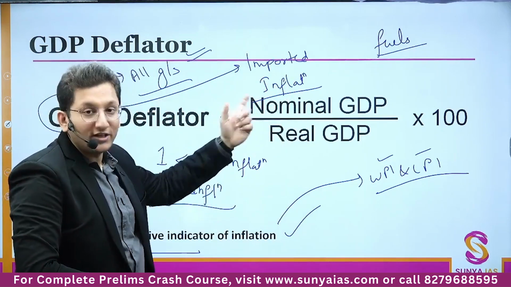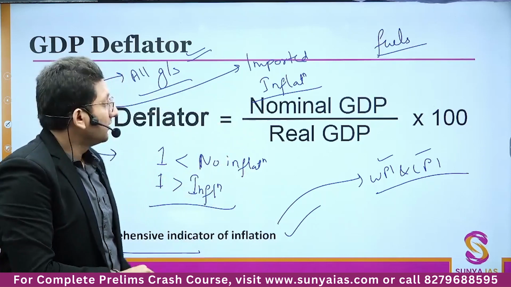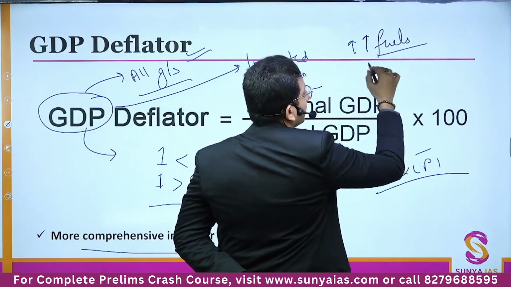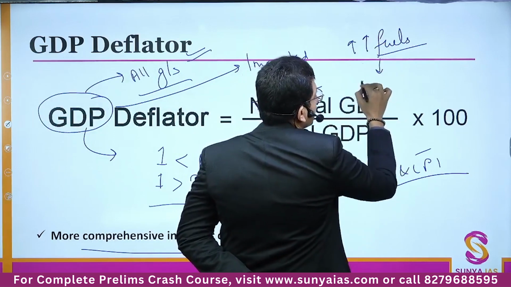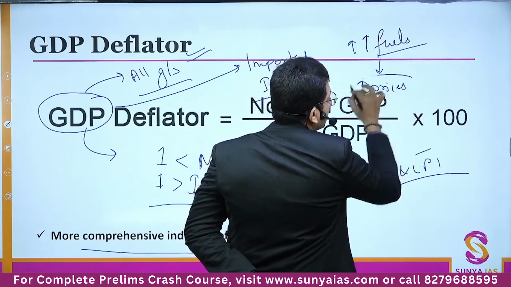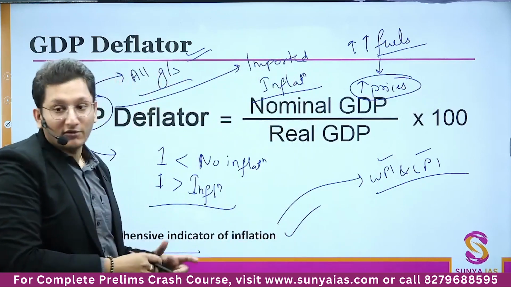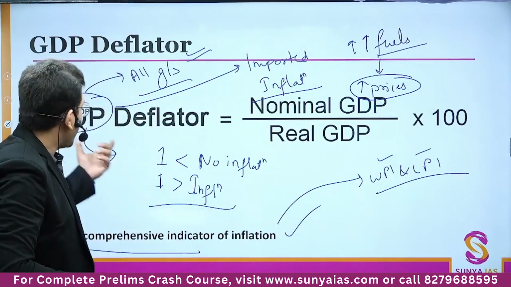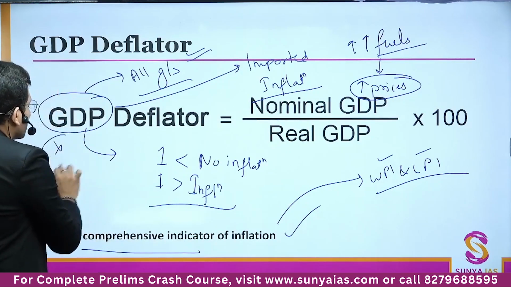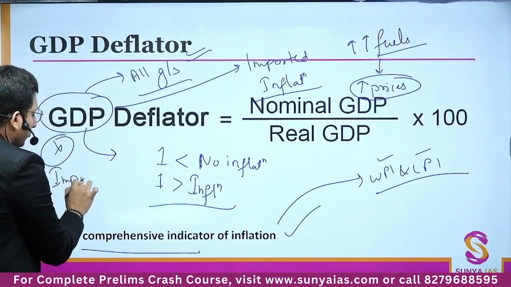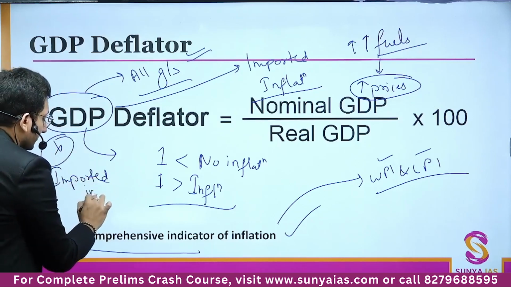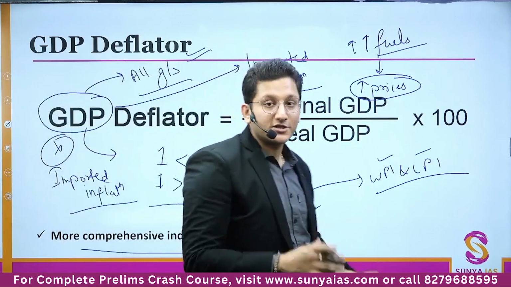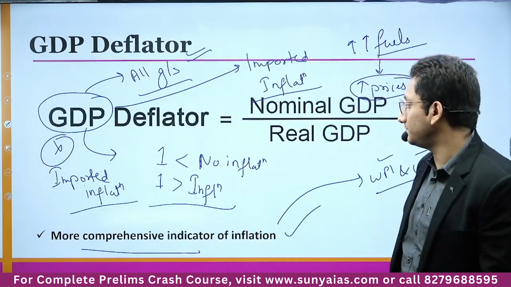So when we are importing the fuel from another country, if the prices of the fuels are on a spike, अगर वो बहुत बढ़ जाते हैं, what's going to happen? The prices increase. So that is what we call imported inflation, because this is the inflation caused by the import of a certain commodity. And this GDP deflator does not capture the imported inflation, because ये सिर्फ उन्हीं goods और services को capture करता है जो हमारी domestic territory में बनाए गए हैं.